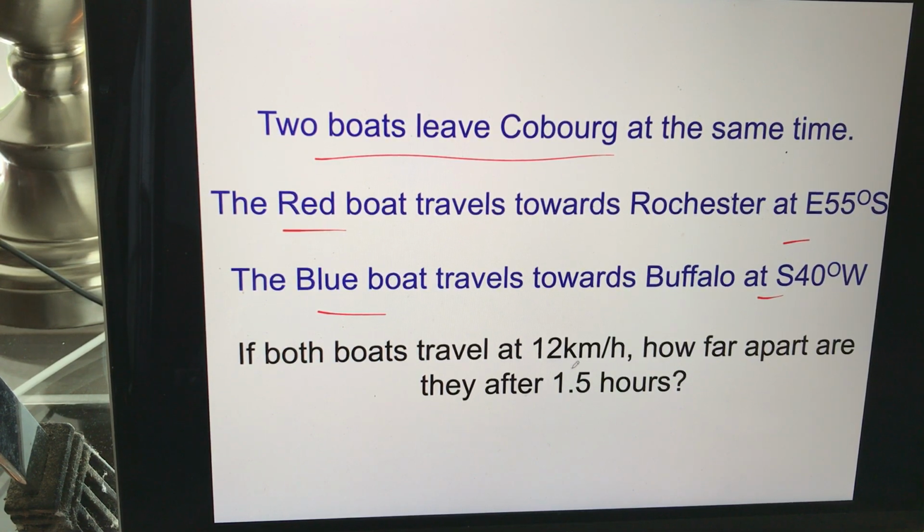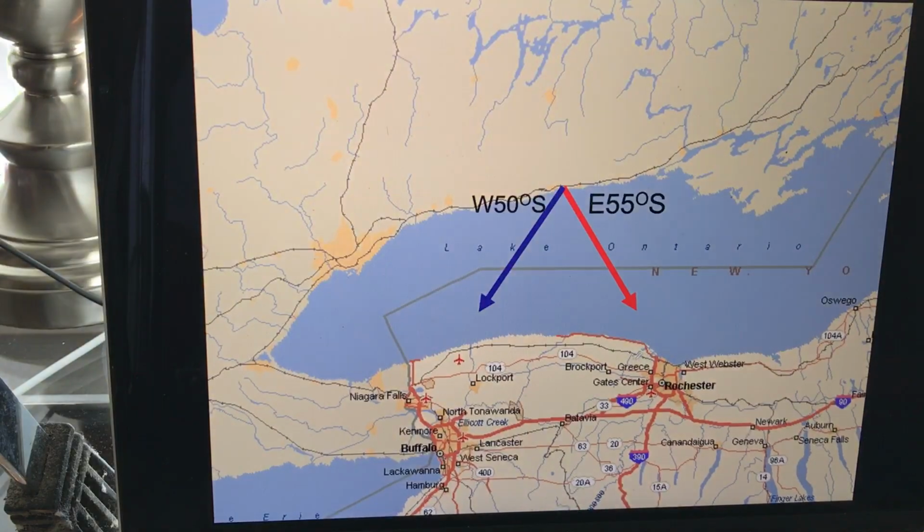And if the boat travels at 12 kilometers per hour, and they travel for 1.5 hours, then you know that distance is going to be 18 kilometers. You just multiply those two things together, and that gives you your 18 kilometers. So that's the distance traveled. So imagine here's kind of a diagram here. Here's us in Coburg. There's one ship in that direction, another ship in this direction. The question is, how far apart are they? What we're going to try to find is that D after an hour and a half.